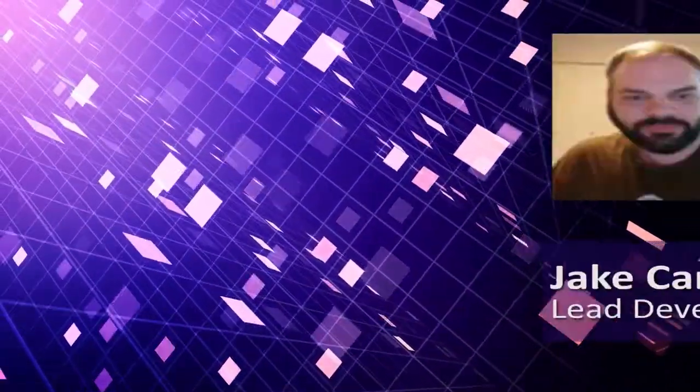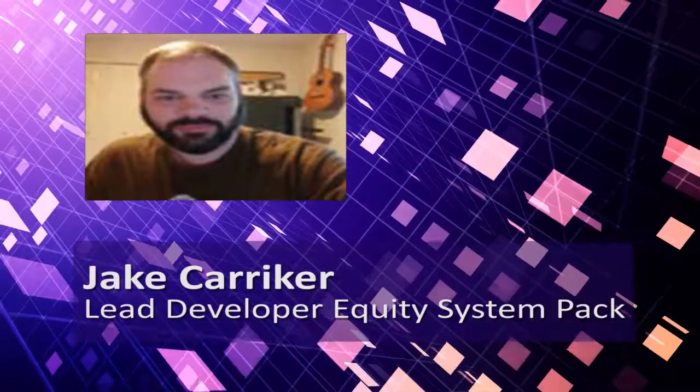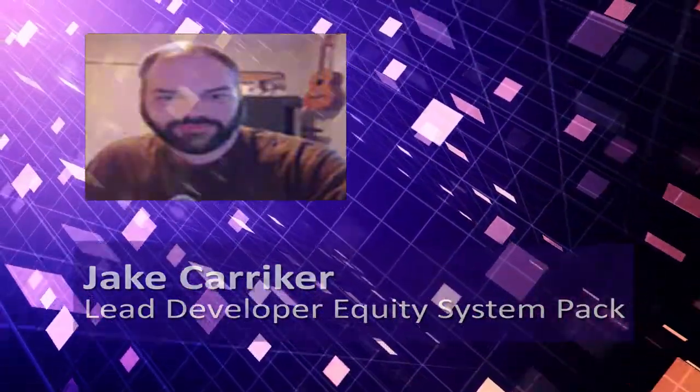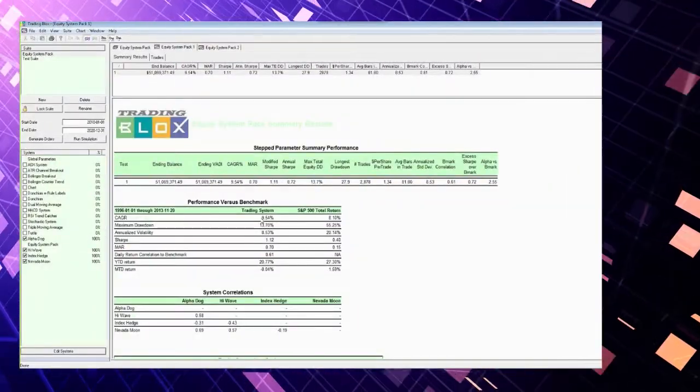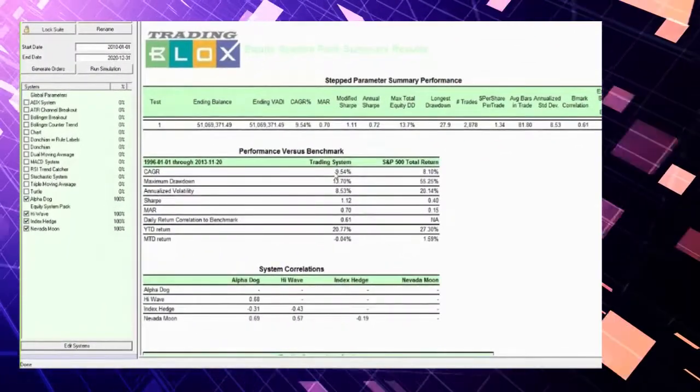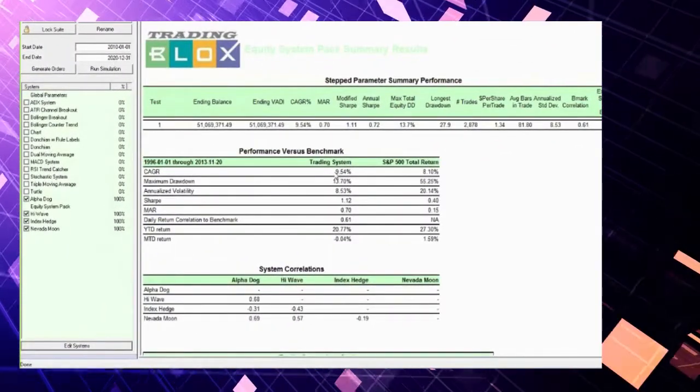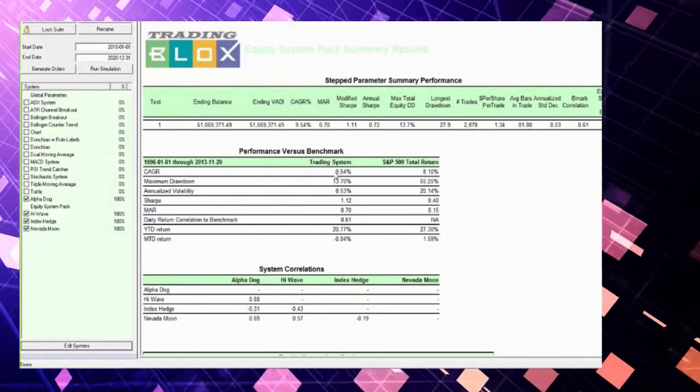I do research and development here with Trading Blox, as well as help customers implement systems and solve coding problems and so forth. And I'm going to be doing a brief presentation outlining the equity system pack.